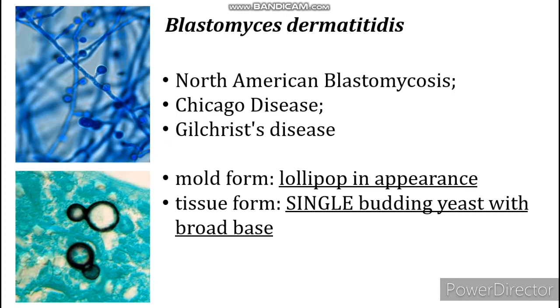Third one, you have your Blastomyces dermatitidis. Again, take note of the disease it caused. You have your North American blastomycosis, Chicago disease, and your Gilchrist disease. In its mold form, it looks like a lollipop. Okay? And then in tissue form, it's a single budding yeast with broad base.